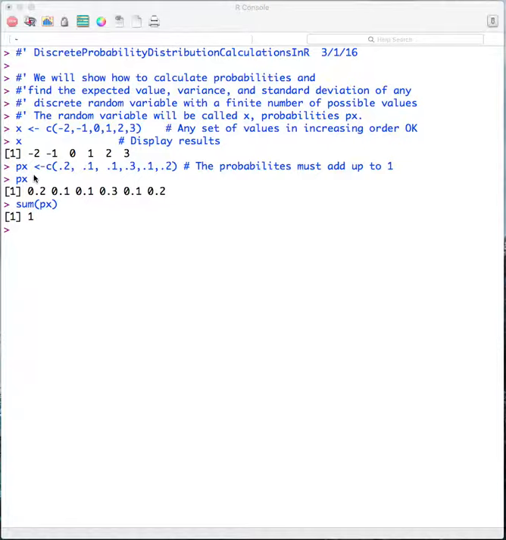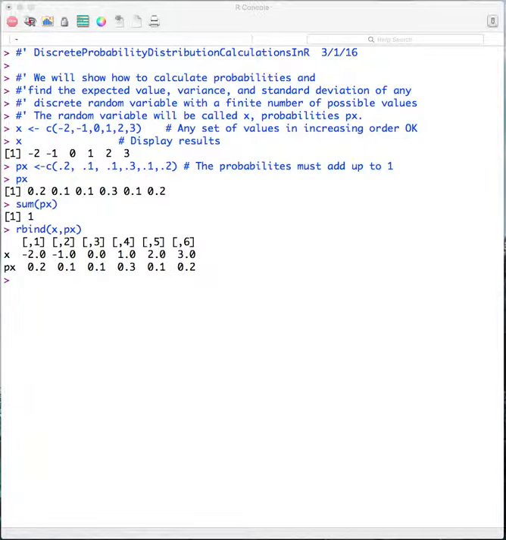If we wanted to display the x and the px together, we could use the rbind function. So notice x equals -2 corresponds to a probability of 0.2, the -1 corresponds to probability 0.1, and the 3 corresponds to probability 0.2. These do add up to 1, as you see above. Now, this is actually called the probability mass function for x. So if you list the x values and their probabilities, this is the probability mass function.